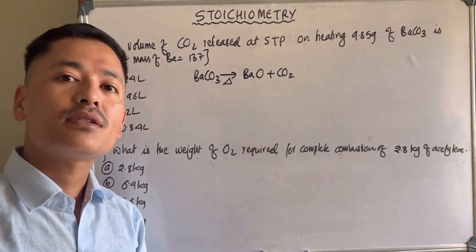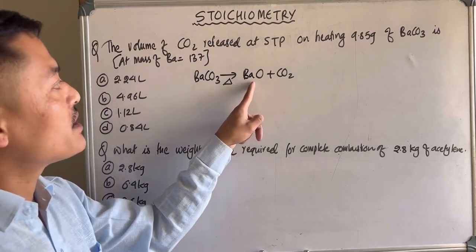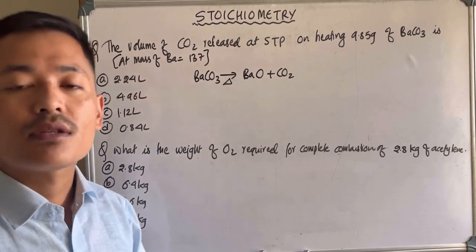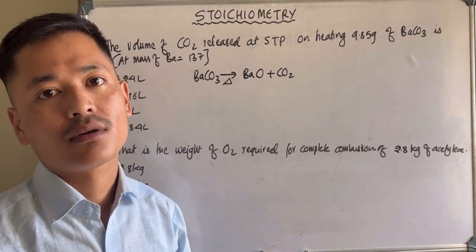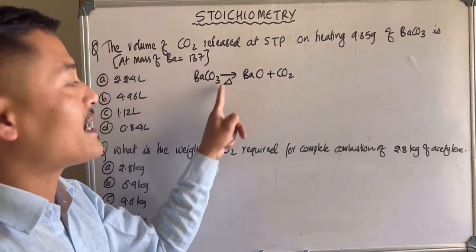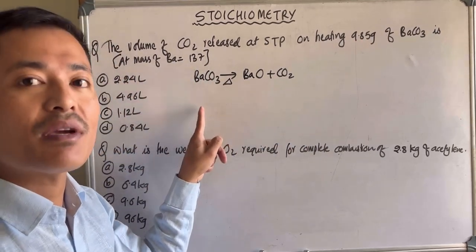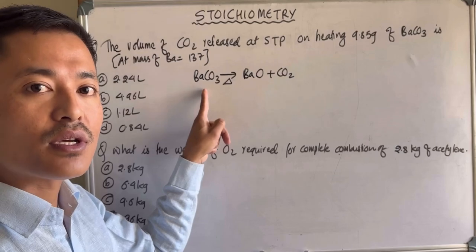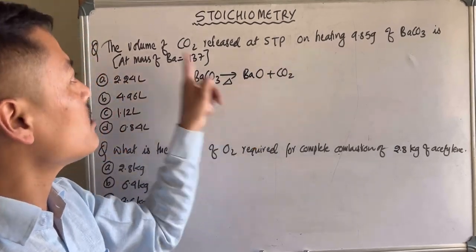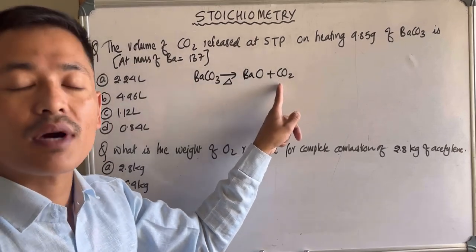Now try and balance it. Here 1 Ba, there are totally 3 oxygen, 1 carbon, which means the equation is perfectly balanced. Now here, the mass of BaCO3 is given, that is why you have to find out the molar mass of BaCO3. Because mass is given, you have to compare mass with the volume, because you have to find out the volume of carbon dioxide.